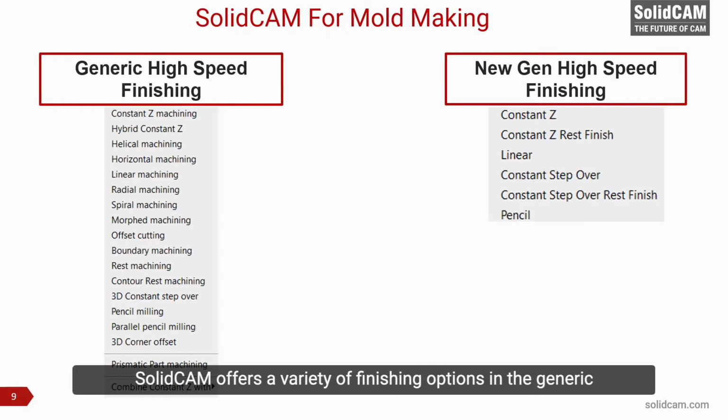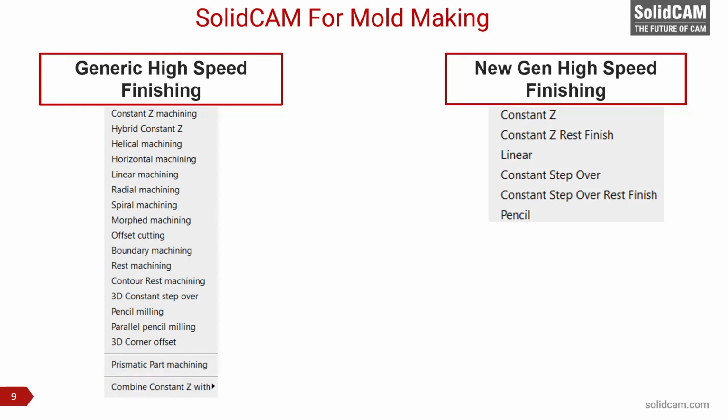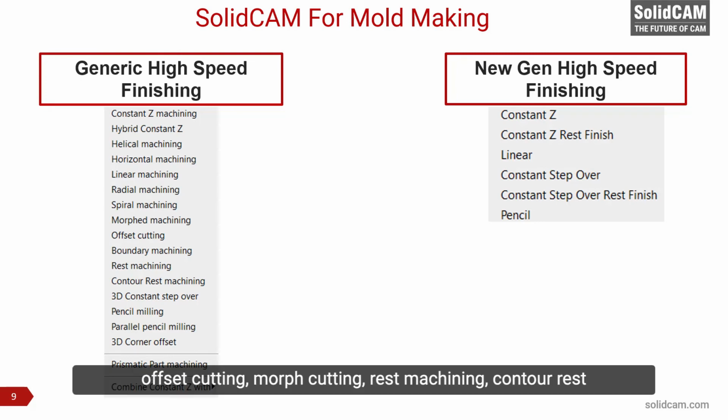For finishing, again, SolidCAM offers a variety of finishing options. In the generic high-speed finishing, we have the entire bouquet of offerings for finishing, like constant Z machining, hybrid constant Z, helical, horizontal, combination of constant Z with linear or constant step over, offset cutting, morph cutting, rest machining, contour rest machining, parallel pencil machining, 3D corner offset with a 3D constant step over machining, spiral machining.